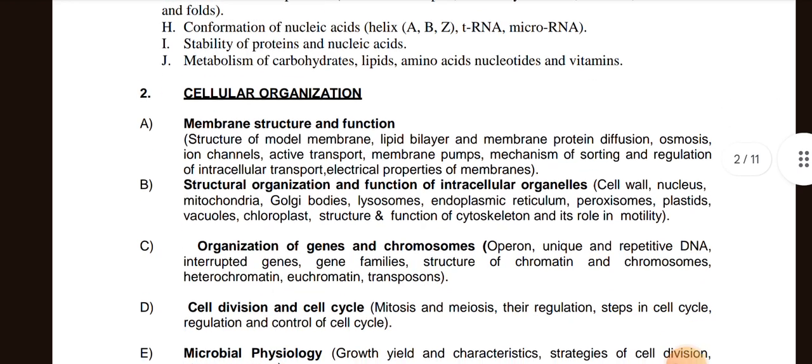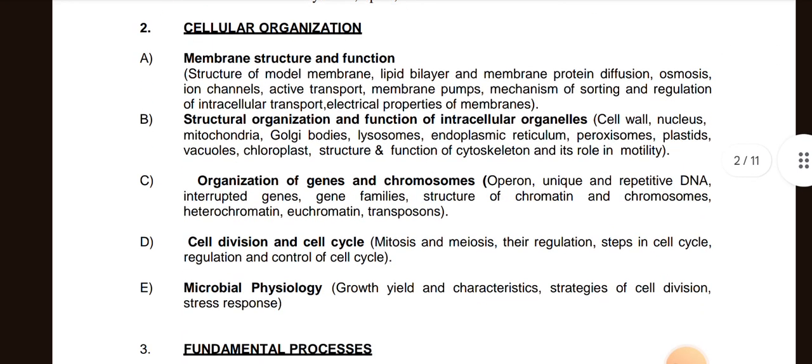The next chapter is about cellular organization. This chapter also has various subunits. The first subunit is membrane structure and functions. Here we will see the lipid bilayer, membrane protein diffusion, osmosis, active transport, membrane pumps, mechanism of sorting and regulation of intracellular transport. All of these we will discuss in detail.